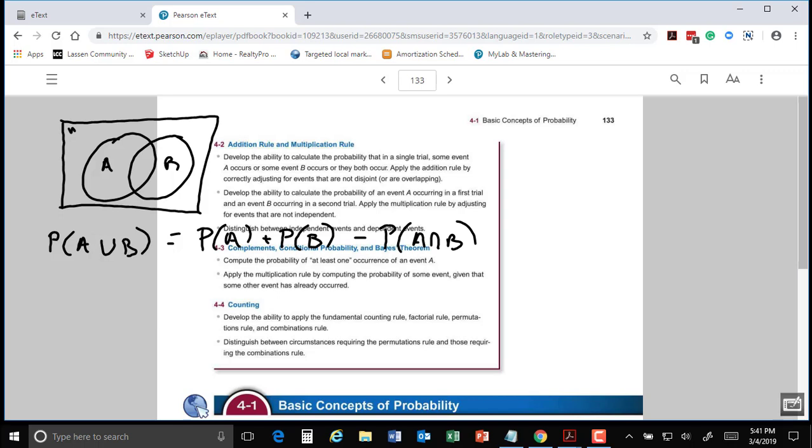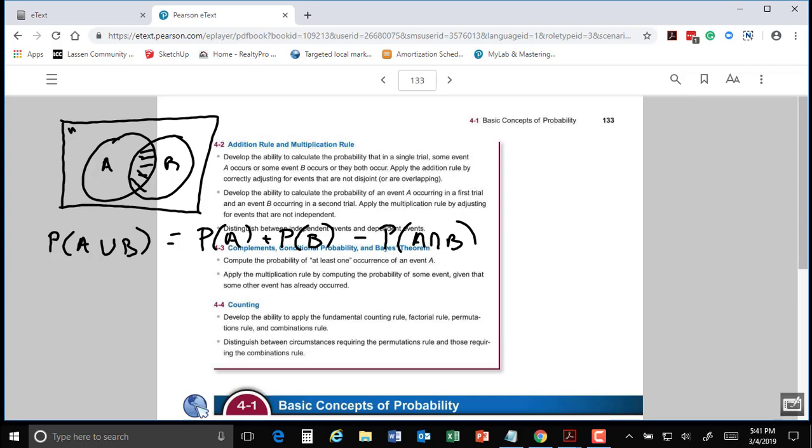Because we're adding this twice. Does anybody see that? The intersection is being added twice. I took this event, but it's overlapped here. Okay? And then I take this event and add it again. So this middle term's been added twice. So that's why I'm subtracting it once.